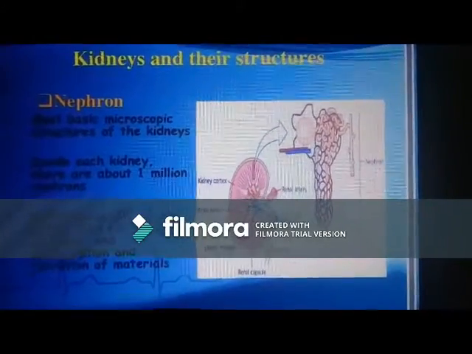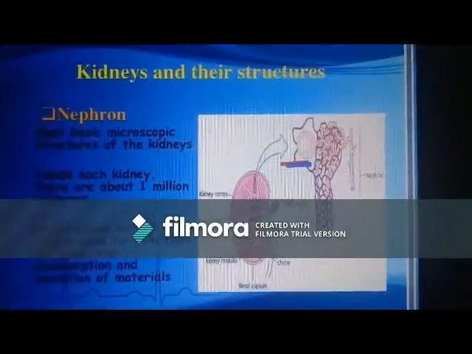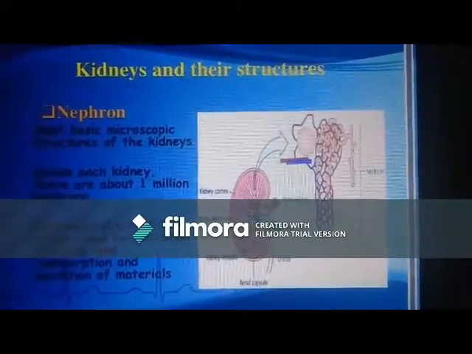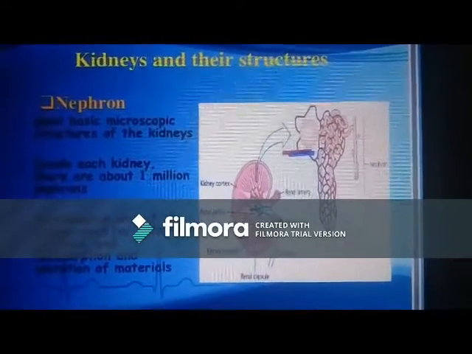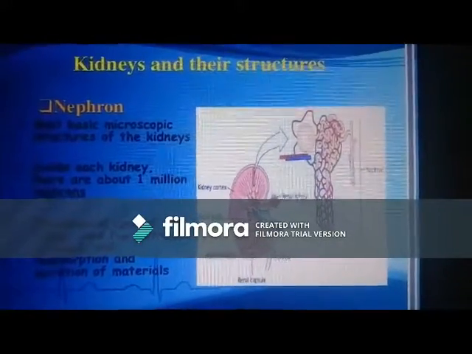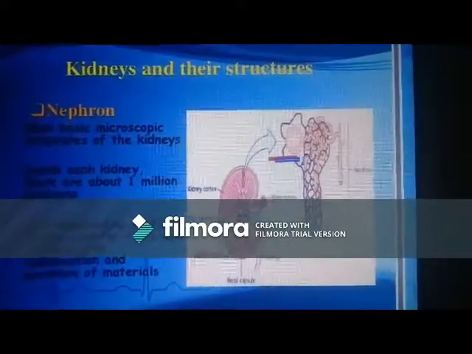So, we tackled part 1 of the urinary system, the urine formation. The anatomy of the nephron is very important so that we would be able to understand urine formation.